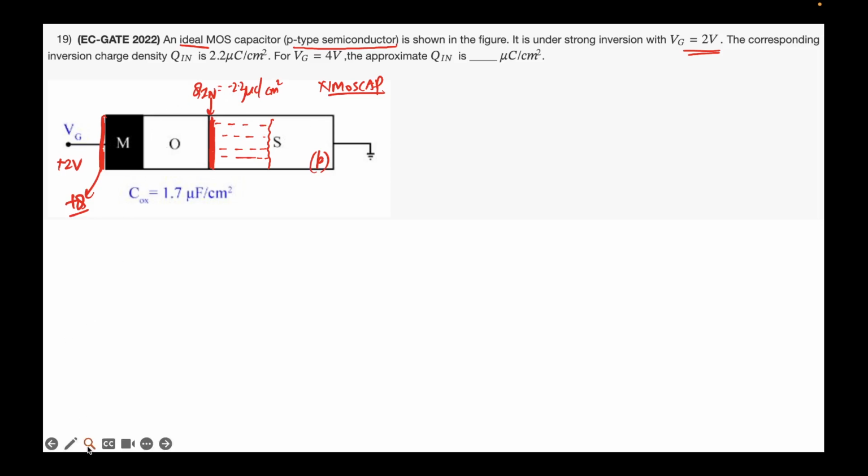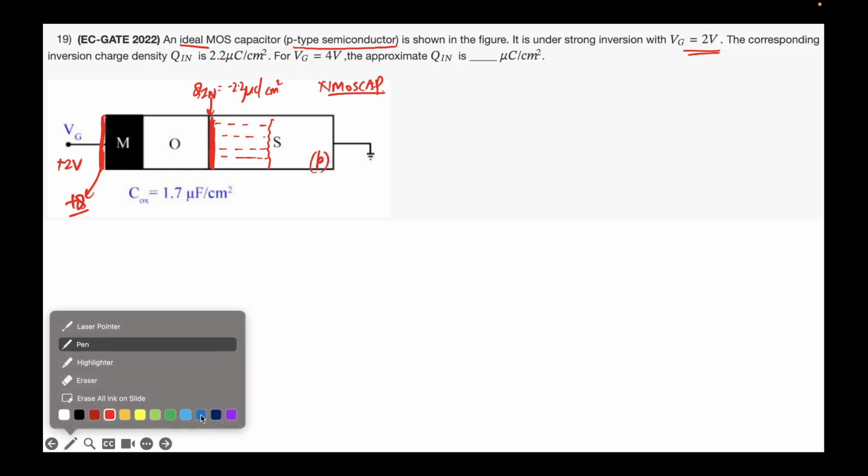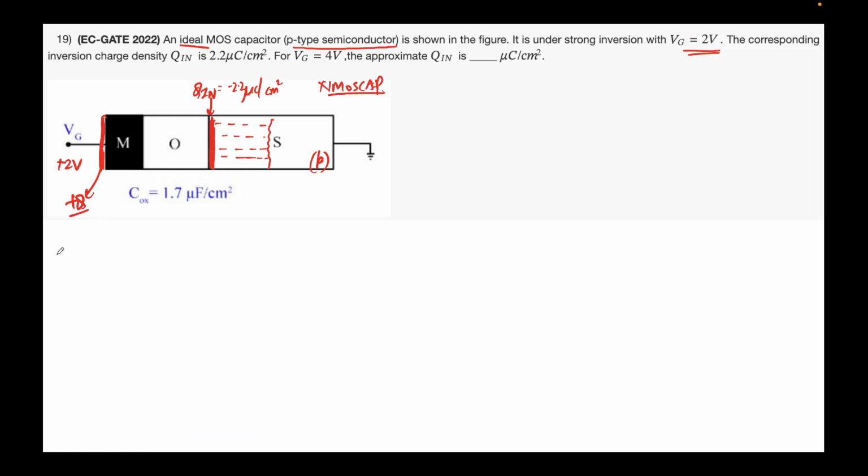Now what they're saying is that we want to increase the bias to 4 volts. So when you increase the bias to plus 4 volts, let's say this will become plus Q2. Earlier this charge was Q1 over here, and let's call this Q in 1. In the blue color, they're increasing the bias now, so let me increase the charge. So this total charge I'm talking about is Q2.